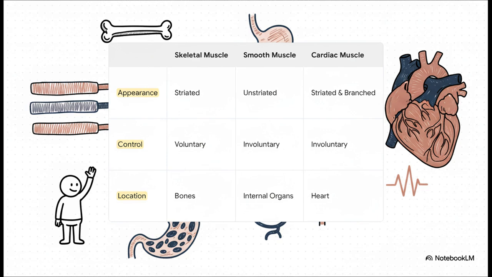We've got three main types. First, there's skeletal muscle. This is the stuff you control. It's attached to your bones, it's what you use to walk or lift something. It looks striated or striped. Then you have smooth muscle, which is involuntary. You don't think about it, it just works, lining your organs. And last but not least, cardiac muscle. It's also involuntary, it's also striated, and you'll only find it in one place, your heart.